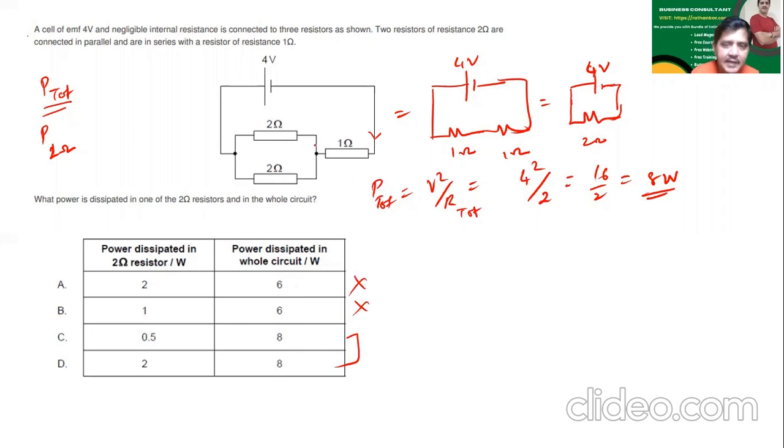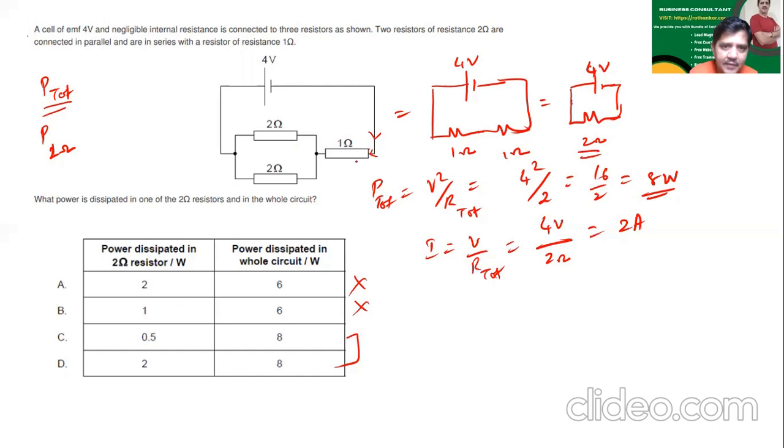Next, I need to find the total current. The total current I is nothing but V divided by R total. What is V here? 4 volt. What is R total here? 2 ohms. We already simplified this and got 2 ohms, which gives 2 amperes. So as a result, what is the power?